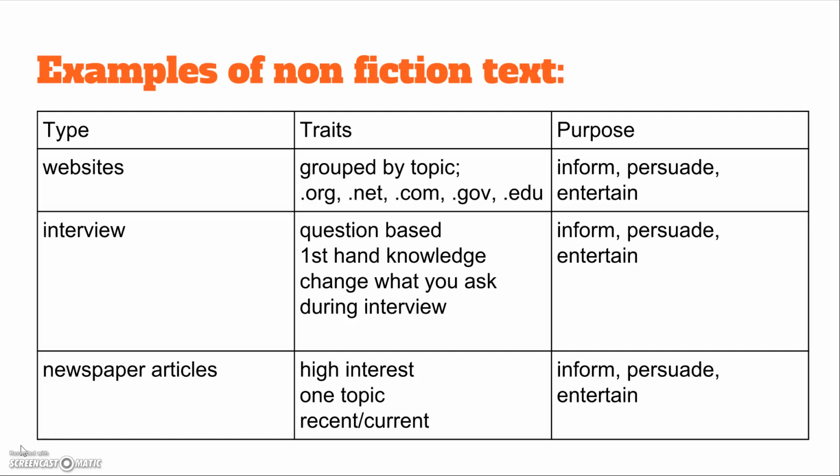Interviews are another example of nonfiction text that you might read during your project. They are question-based, first-hand knowledge. The advantage is that you can change what you ask during the interview. Interviews are also meant to inform, persuade, and entertain. Newspaper articles are a great source of nonfiction text. They are high interest, one topic, and recent and current information in the field you are studying. Newspaper articles are also meant to inform, persuade, as well as entertain.